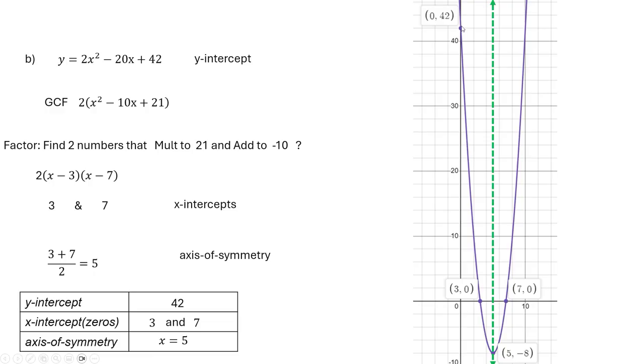Here on our graph, we can see that the y-intercept is 42. Our x-intercepts are 3 and 7. And our axis of symmetry is right here along the x equals 5 line.